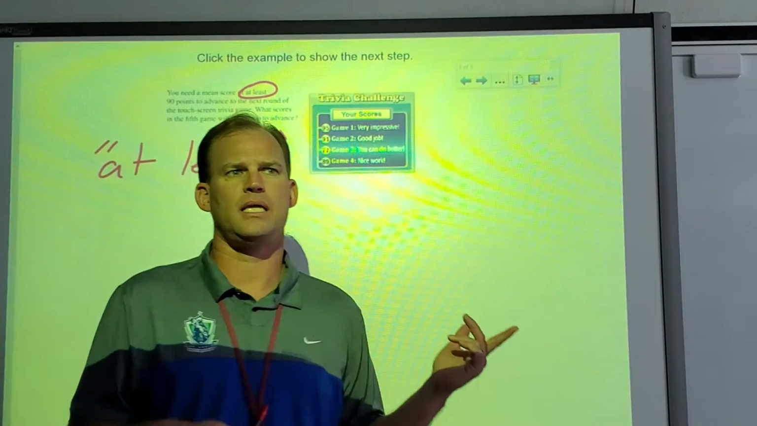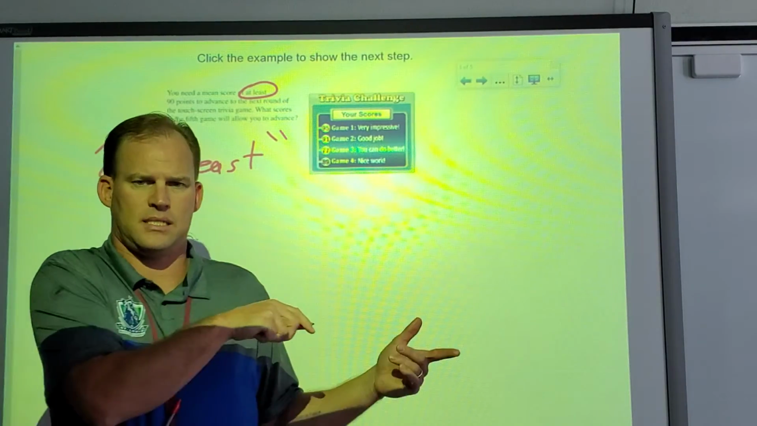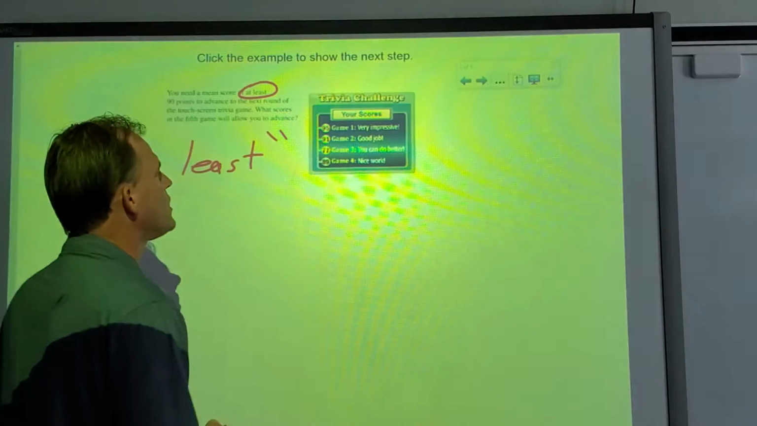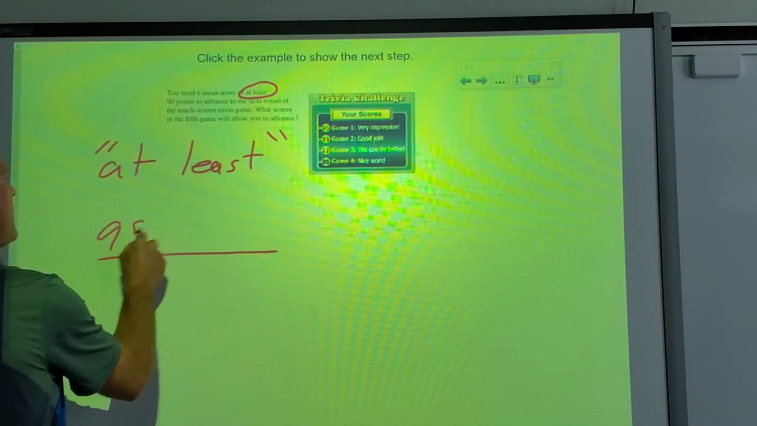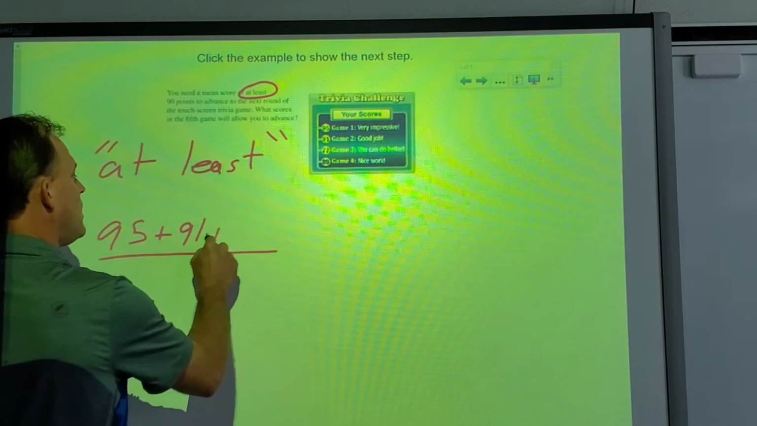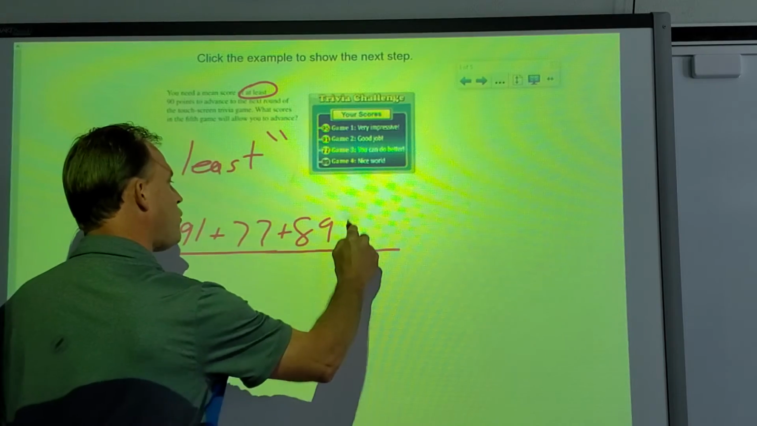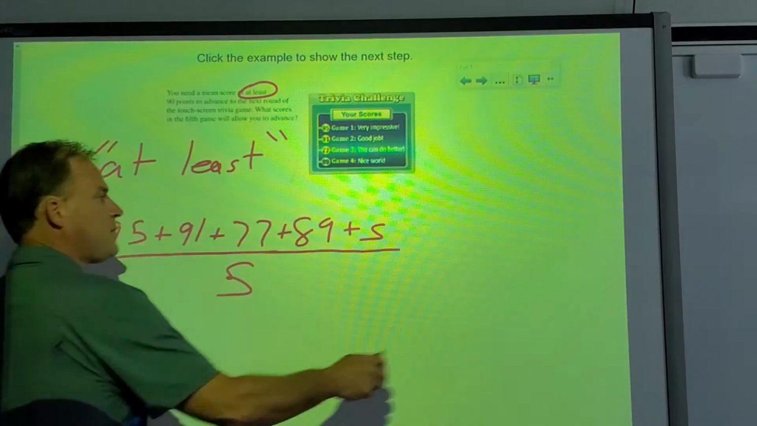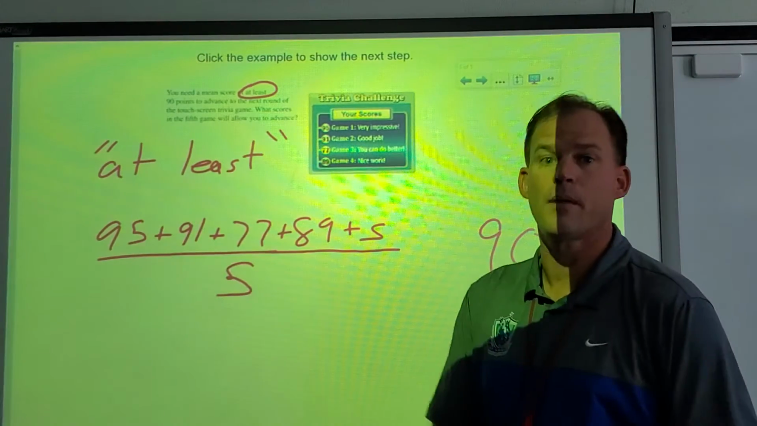Does that mean I need more than? Or does that mean I need less than? That's the key phrase here that we need to decipher. We know how to do an average score. So this problem says I did 95, the first one, 91, 77, 89. Those are my first 4 games. And I got another 5th score, divide by 5. And I want my average to be 90. We talked about these in chapter 1, how you set up an average problem.